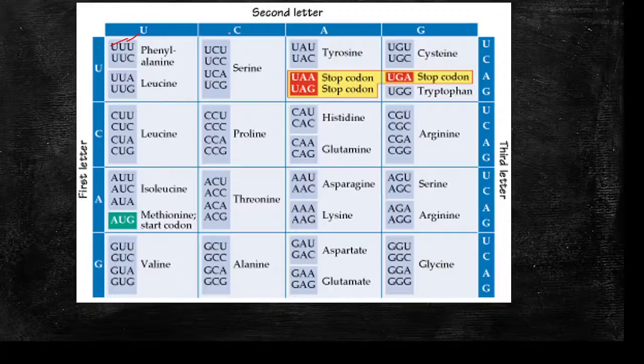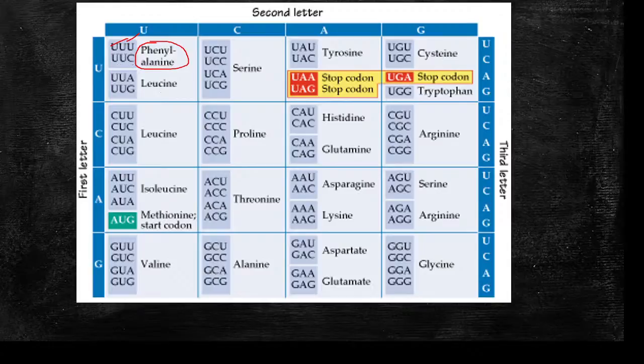Now coming to the second box. Here the first letter is U in all the 4 codons, the second letter is C, and the third letter will change: U, C, A, G. The remaining genetic codons are written in a similar fashion. So you are going to write 64 genetic codons, and if you follow this method, you need not remember this. You can write it easily. The only thing you should remember is which codon codes for which specific amino acid.